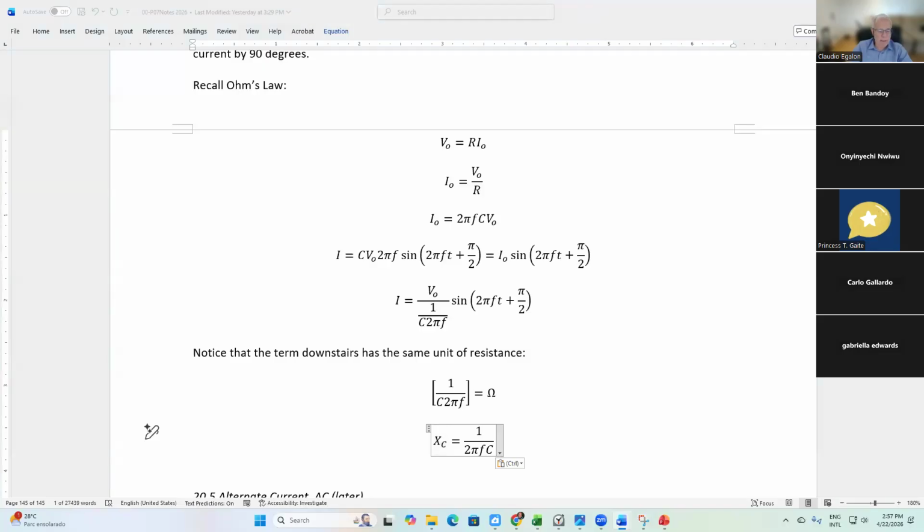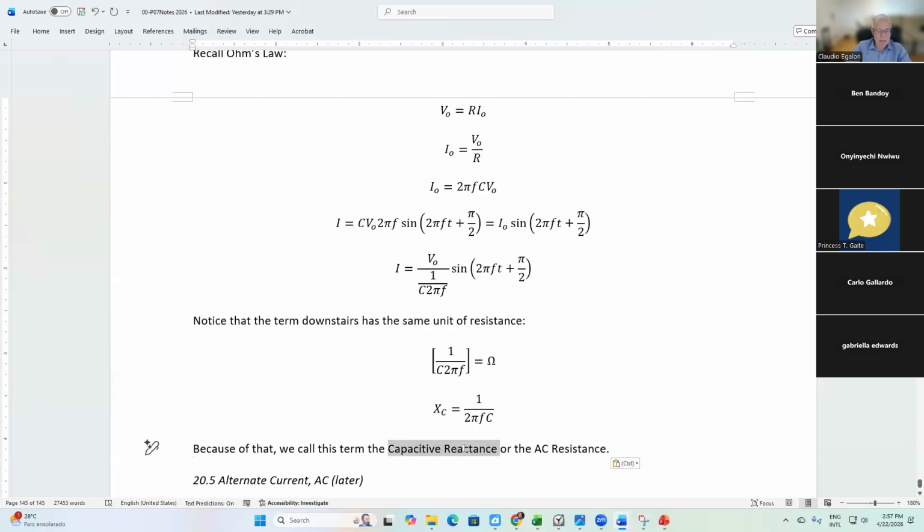What name do we give to it? This new term, we give the following name: the capacitive reactance. Don't say the AC resistance. Capacitive reactance. Okay, so remember that.